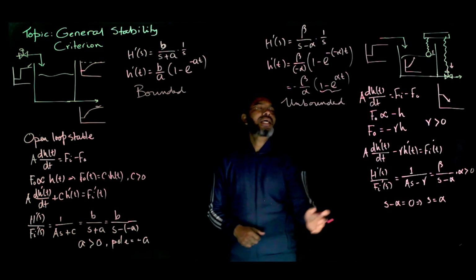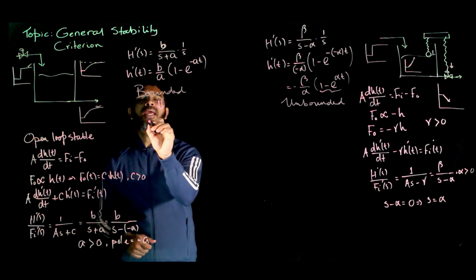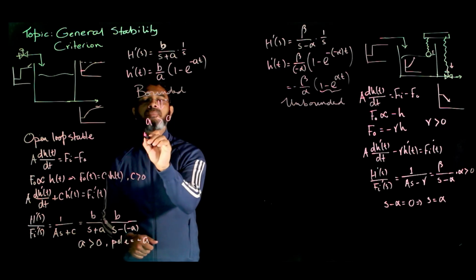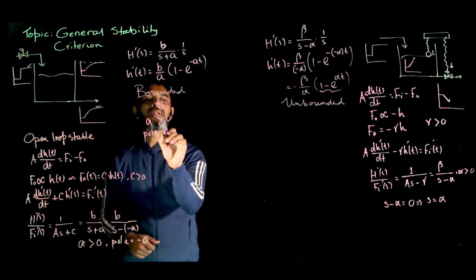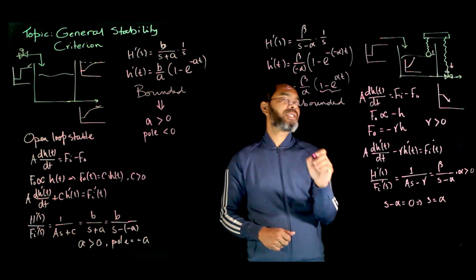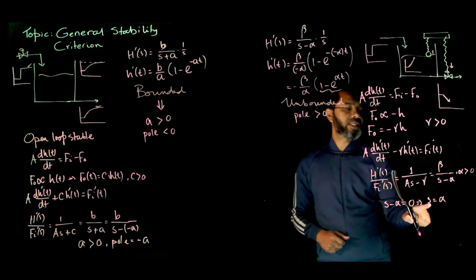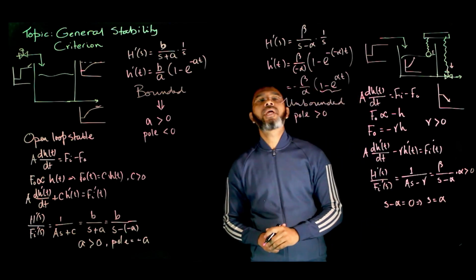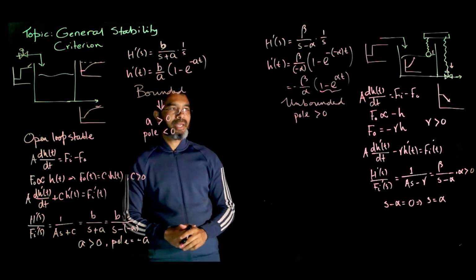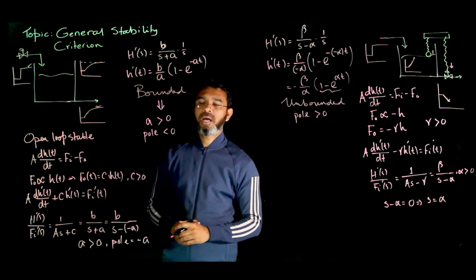Okay, so what this analysis shows you is that to be bounded, this A is positive, meaning the pole is negative. And for this unbounded case, we see that this pole is positive, because the pole was s equals alpha, the pole is positive. Okay, so now we have seen this for one pole. We see that for this pole to be negative, it's bounded. For the pole to be positive, it's unbounded.